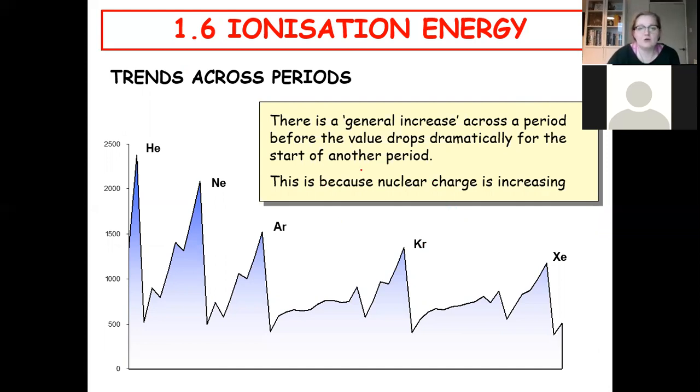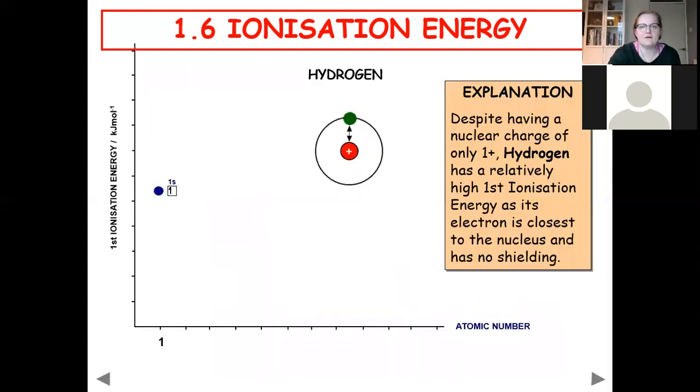And that's because nuclear charge increases. So as you can see, we've got helium, neon, argon, krypton, xenon. So there's a general increase across the period before the value drops dramatically for the start of another period. And it drops dramatically for the start of another period because our nuclear charge is going to increase at that point. So let's have a look at hydrogen as an example. So hydrogen only has a nuclear charge of +1.